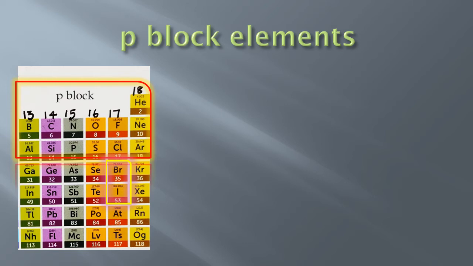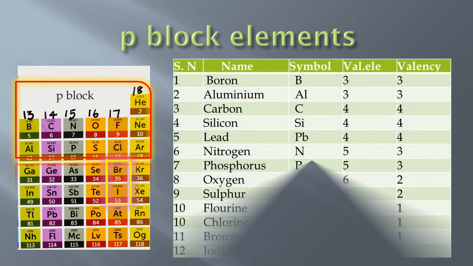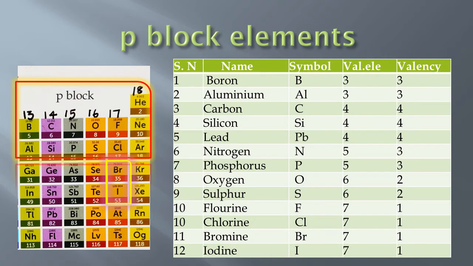Moving on to p block elements, as I already told you, instead of 13 we should consider that to be 3, then 4, 5, 6, 7, 8, that way. So here the elements boron, aluminium have 3 valence electrons, they lose 3 and become stable. Coming to the fourth group, carbon and silicon have 4 valence electrons, they neither lose 4 nor gain 4, instead they share 4 electrons and become stable.